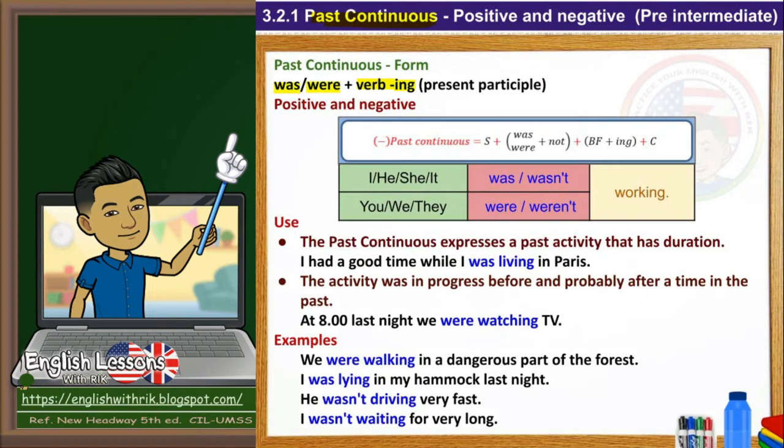Use. The past continuous expresses a past activity that has duration. I had a good time while I was living in Paris. The activity was in progress before and probably after a time in the past. At 8 o'clock last night, we were watching TV. Here are some more examples. We were walking in a dangerous part of the forest. I was lying in my hammock last night. He wasn't driving very fast. I wasn't waiting for very long.